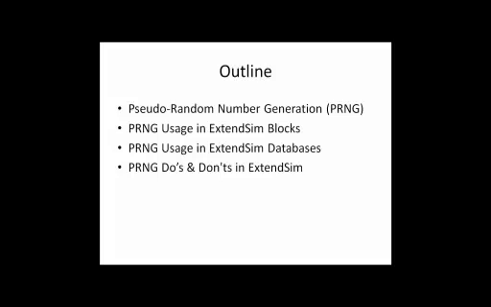Second section, we'll look at how random numbers are accessed in ExtendSim blocks. What kind of mechanisms are in place to allow us to draw random variates from within a block. Third section, we'll be looking at the same kind of concept, but looking at how we can use database cells to hold and supply random variate sequences.